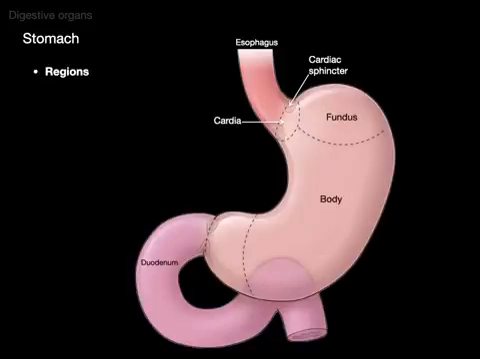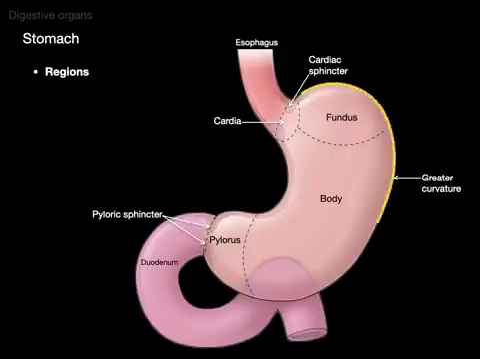There's the body of the stomach, the big part in the middle, and then the funneling part at the end is called the pylorus, which gives rise to the pyloric sphincter, which is a thickening of the inner circular layer of the muscularis externa that helps keep contents from the stomach and the small intestine separate. Then we have this very large curvature we call the greater curvature, and a smaller one called the lesser curvature on top.